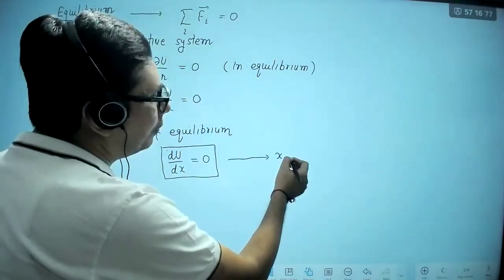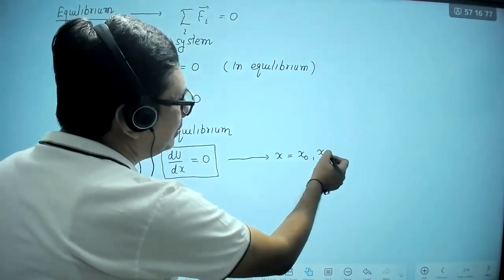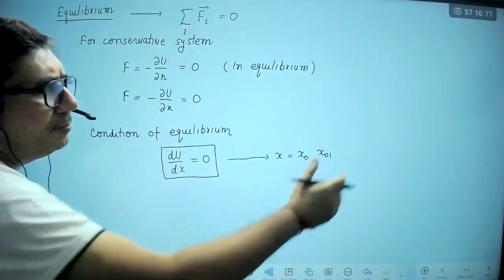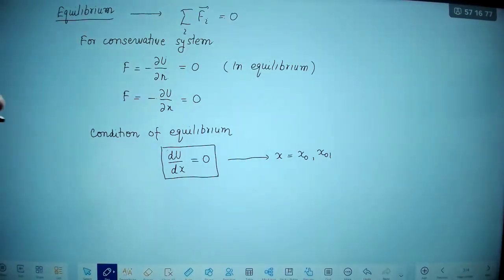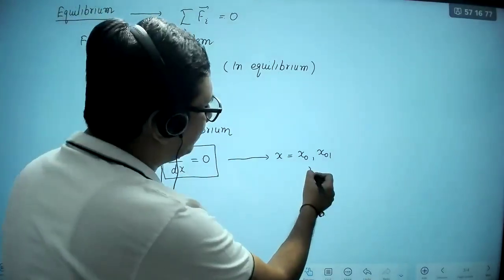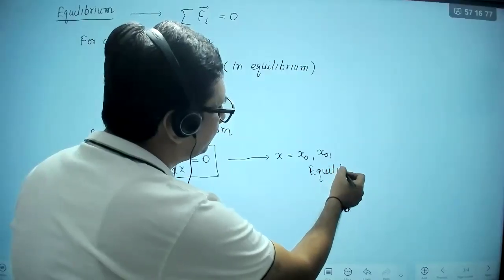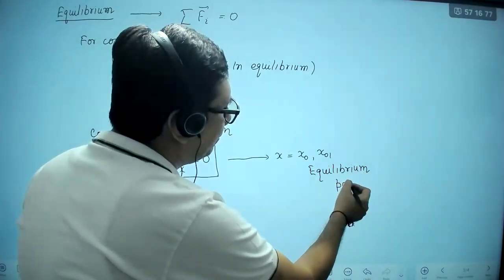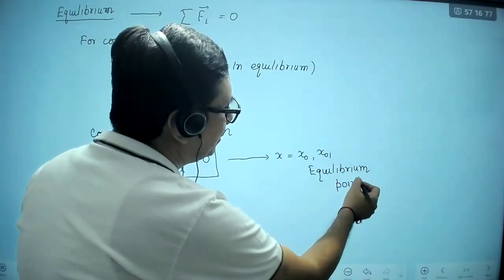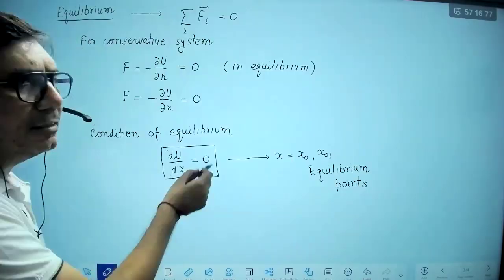You will find some values of x, like x naught, x naught 1, and these points may be 3 or 4, maybe 2, 3, 4. They are called equilibrium points. At these points, net force acting on the system is 0. That's why they are equilibrium points, because they satisfy this condition.